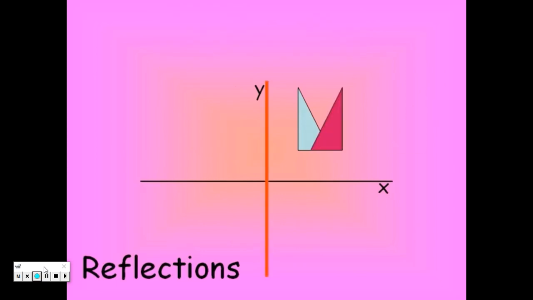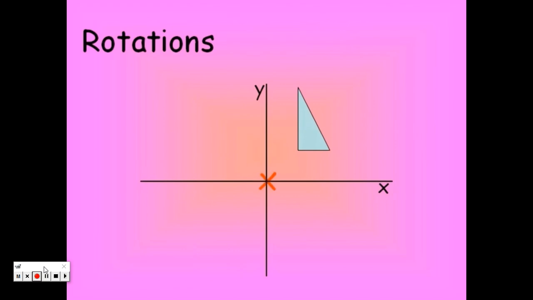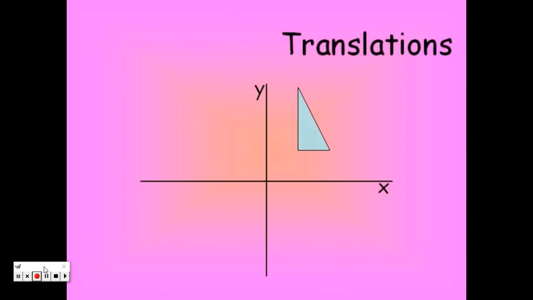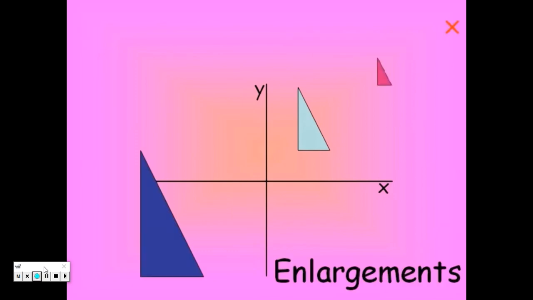So the things you need to know are these: reflections, flip over in the mirror; rotations, spin around the center; translations, move up or down and sideways; enlargements, get bigger or smaller.